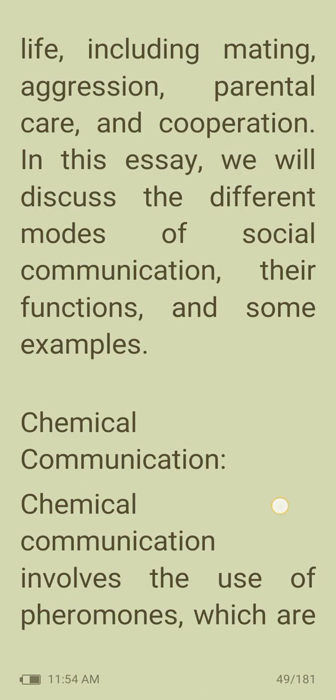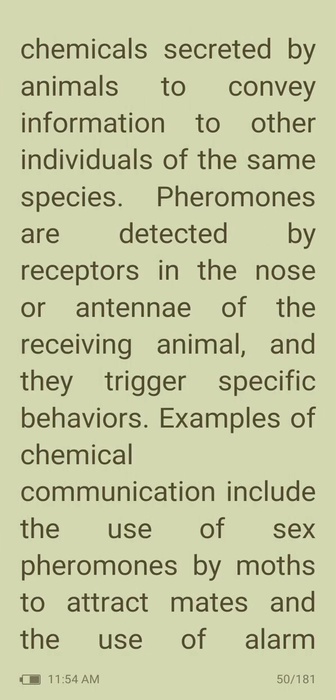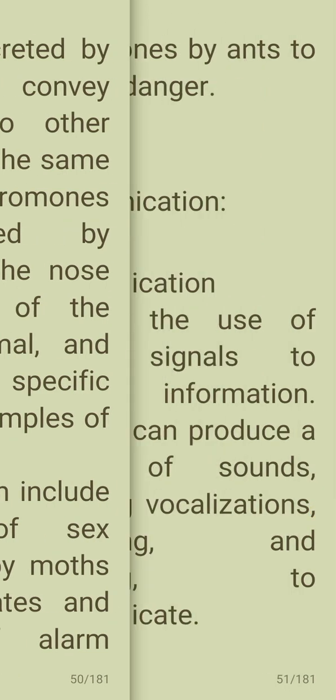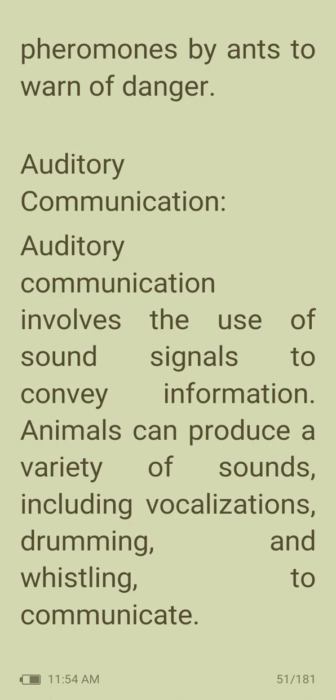First, chemical communication. Chemical communication involves the use of pheromones, which are chemicals secreted by animals to convey information to other individuals of the same species. Pheromones are detected by receptors in the nose or antennae of the receiving animal, and they trigger specific behaviors. Examples of chemical communication include the use of sex pheromones by moths to attract mates and the use of alarm pheromones by ants to warn of danger.